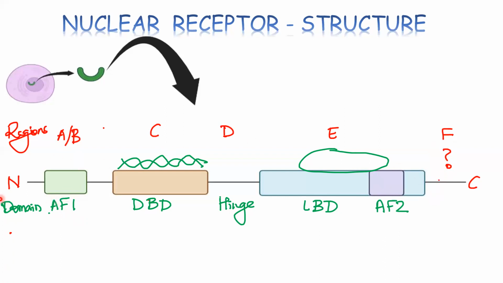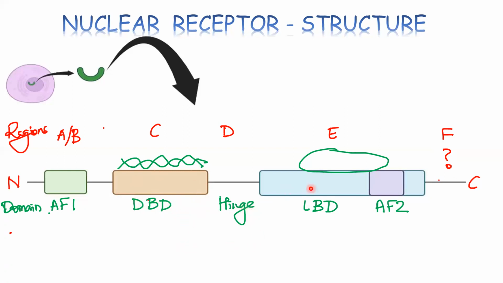The AB region, towards the N terminal, has transcription activation domain 1, which is ligand independent. Then we have the C region, which is the DBD, DNA binding domain. This is the particular region or sequence which will bind to the DNA. We all know that receptors transduce the signal. One of the ways in which they can transduce is by activating or binding to the gene regulator. That is how the DBD comes into the picture.